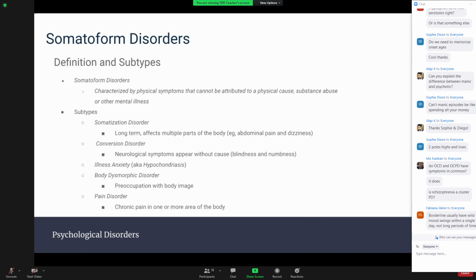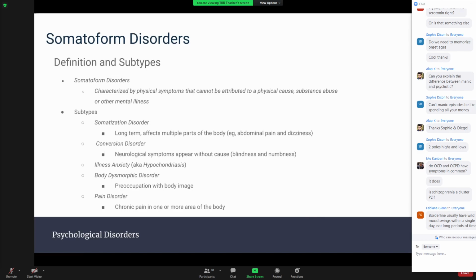Yeah. And there's also body dysmorphic disorder, which when you think of body dysmorphia or dysmorphic images of your own body, that's the preoccupation with the body image. And then there's pain disorder. This is the one in which chronic pain is occurring in one or more areas of the body. So these are all subtypes of somatoform.